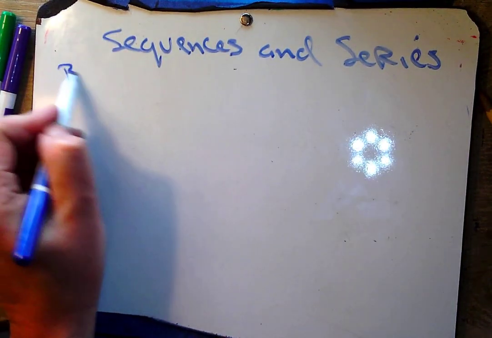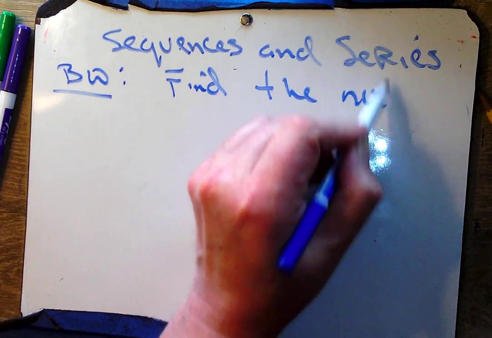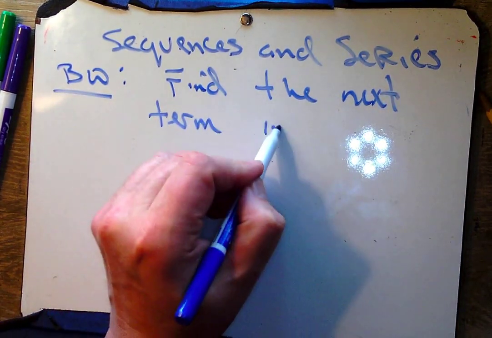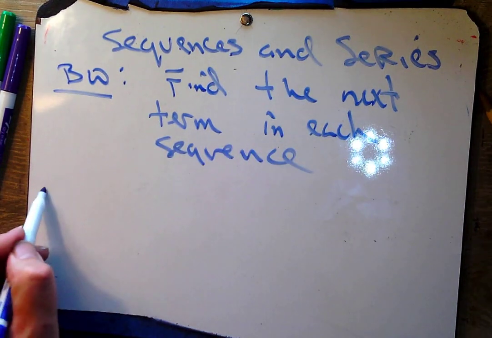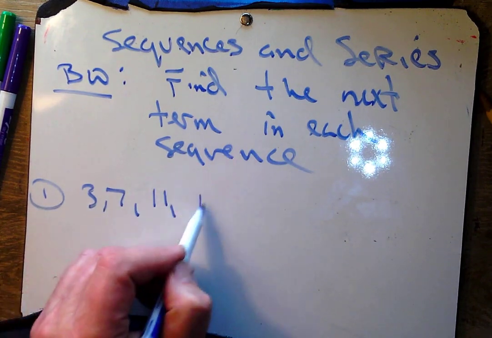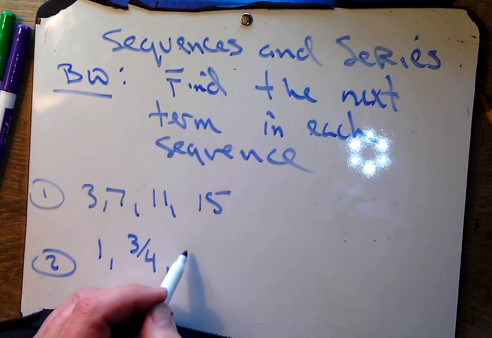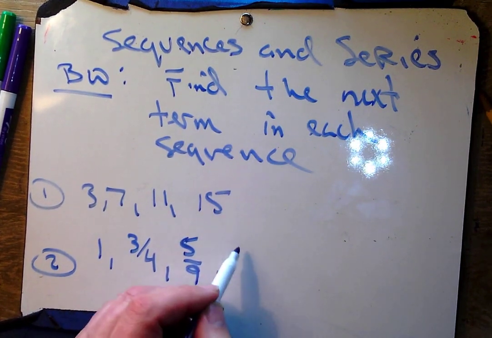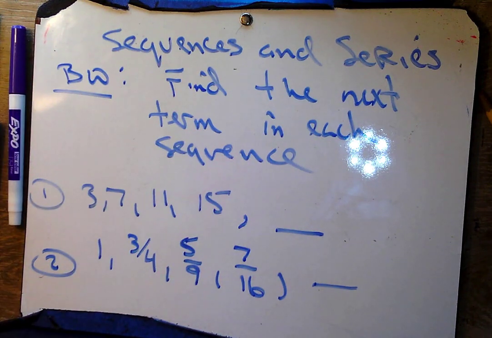Okay, so bell work. Find the next term in each sequence. Okay, so our first one is 3, 7, 11, 15. And our second one is 1, 3/4, 5/9, 7/16. So we want the next one in each of these. All right? Well, take a minute to give them a try. You probably want to pause the video to think about this and see what you come up with.